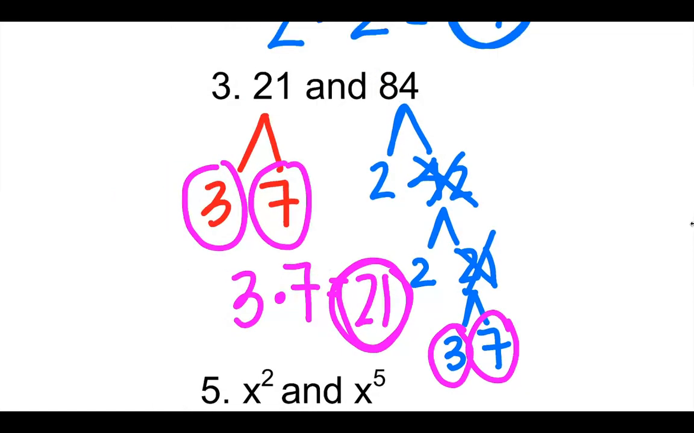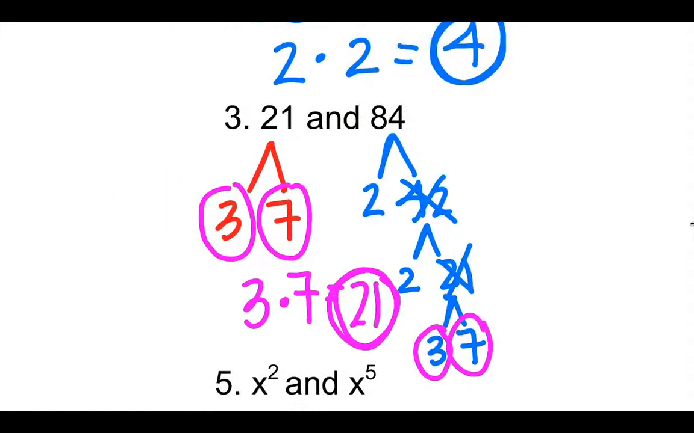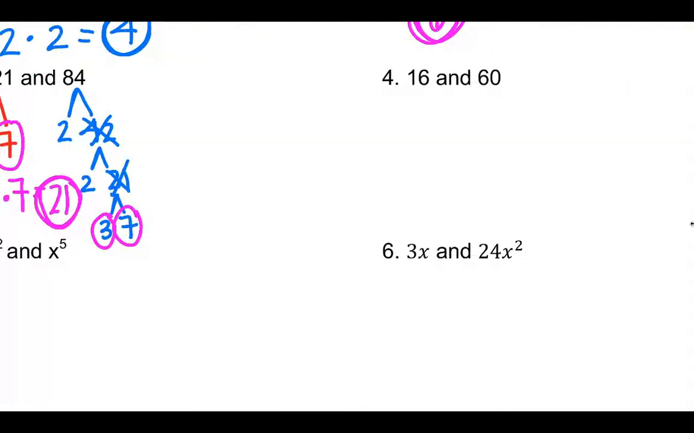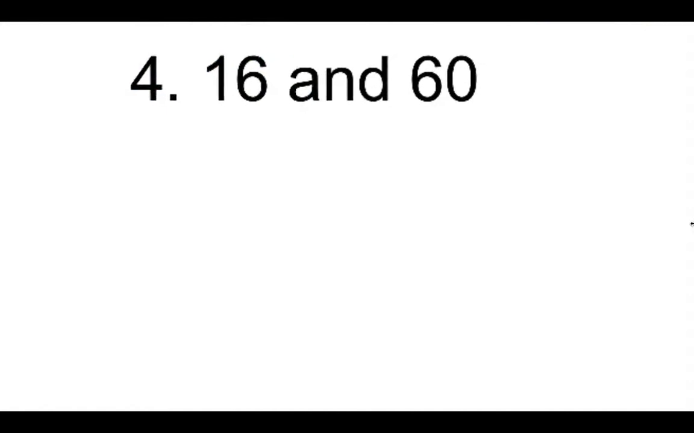And again, like I said yesterday, I would look at the smallest number, and if that number can be divided into the bigger number, you know that's your greatest common factor, because the smallest number is the biggest factor for the smallest number. So if you just look and see if 21 would fit in 84 first, then you would have it. Okay, next one, 16 and 60.